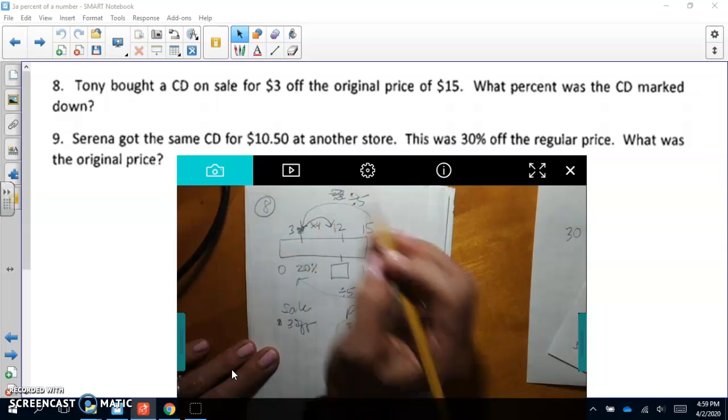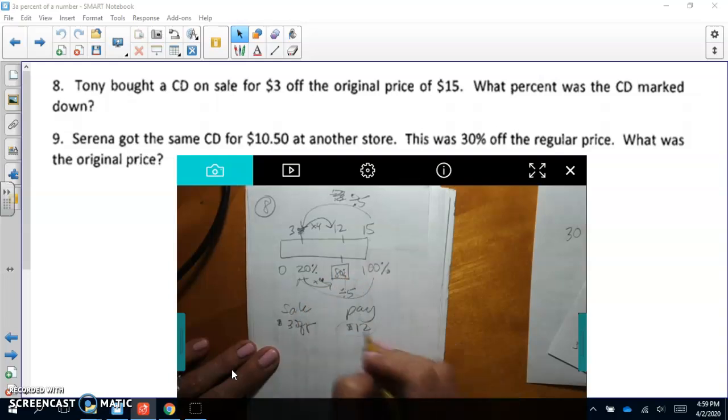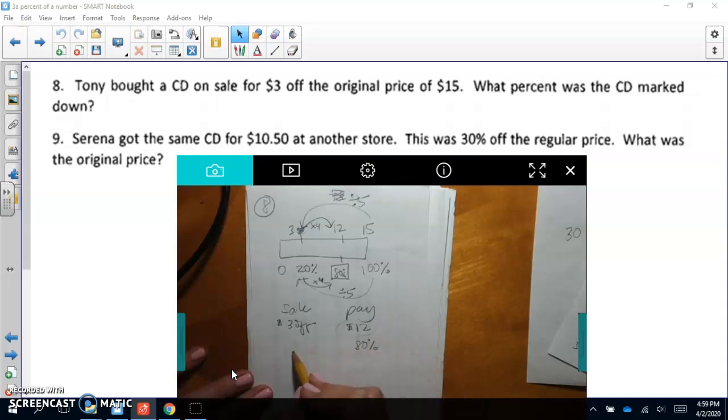Well, multiply times 4. So 20% times 4 will give me 80%. So 80% is what I have to pay. That's the pay part. Well, I got to figure out what plus 80 gives me 100%, because that would give me everything, right? Well, 20% would be the sale part, the $3 off. The sale part plus whatever you have to pay would give you 100%.